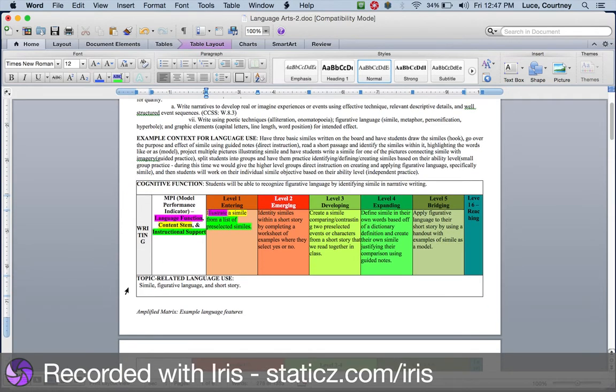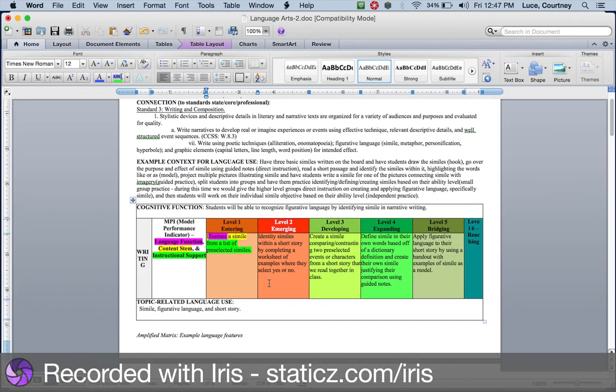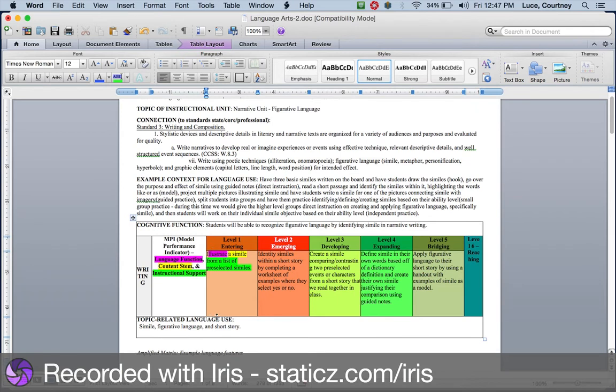The next piece is topic-related language, and all this is what vocabulary, what academic vocabulary will they be working with for this particular piece of instruction, this lesson. And so any academic vocabulary is going to go here. So I'm going to minimize this and show you now how you go about writing these model performance indicators.